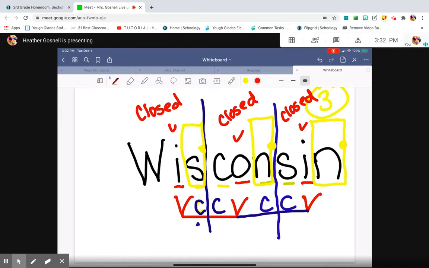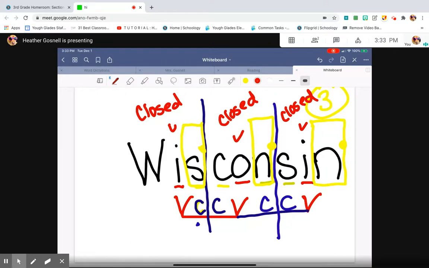So let's put it all together. Wis, con, sin. Wis, con, sin. A little bit faster. Wisconsin. Do you know where Wisconsin is?